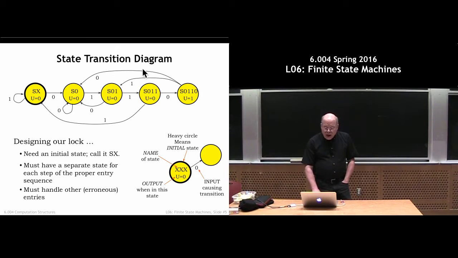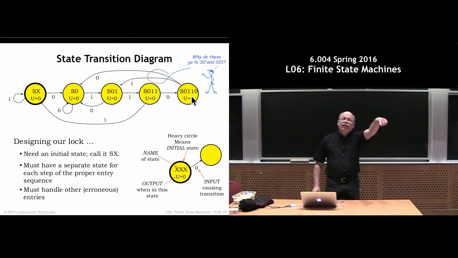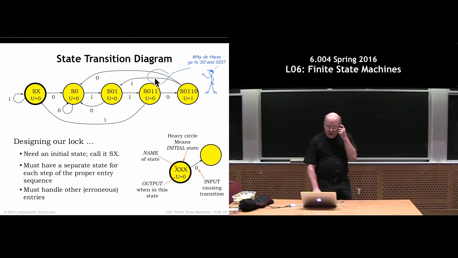And here I claim that this is a correct representation of the functionality of the lock. There are a few things that are perhaps puzzling at first glance. For example, when I'm in this state and I get a 0, why do I go back to that state? So I've unlocked the lock. I've seen the bits of the combination. Why is it when the user comes up, not knowing the door is unlocked, and starts entering a 0, why do I not go back to here? Why do I go to S0 instead?